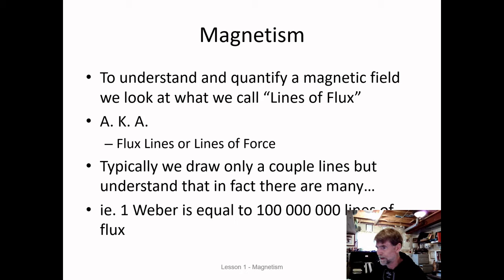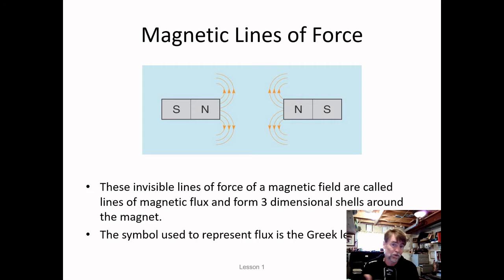So here we are. We've got a couple of bar magnets and we're drawing groups of three lines of flux, trying to understand how these magnets interact with one another, okay? So these invisible lines of force of magnetic field called flux lines, they actually form three-dimensional shells. So most of our pictures are going to be two-dimensional. Don't lose sight of the fact that all of this is three-dimensional, okay?